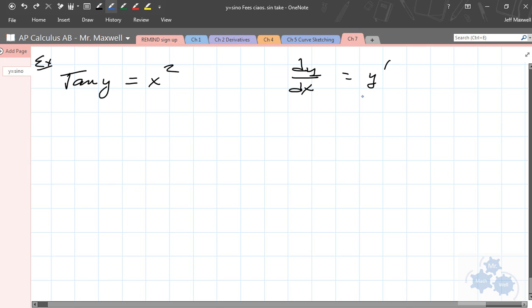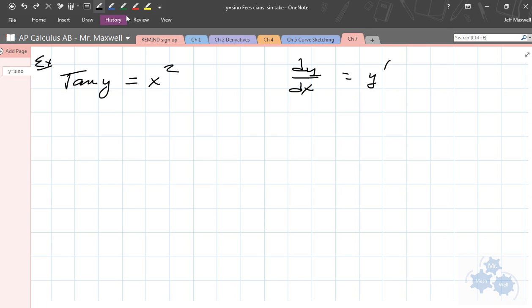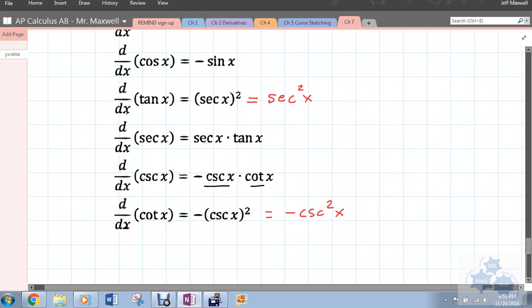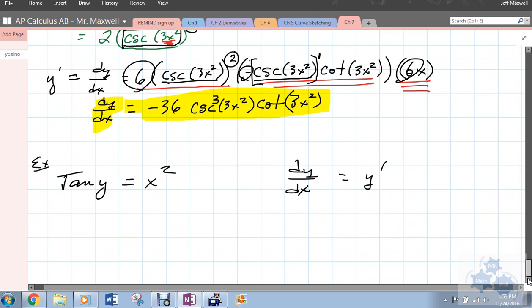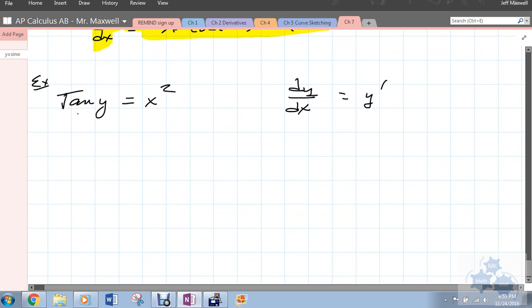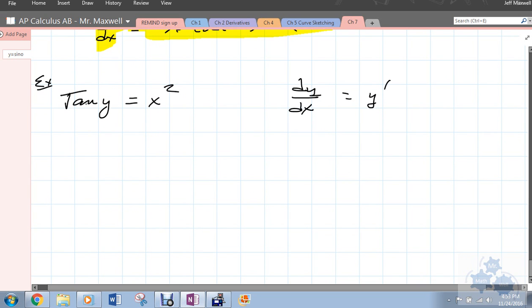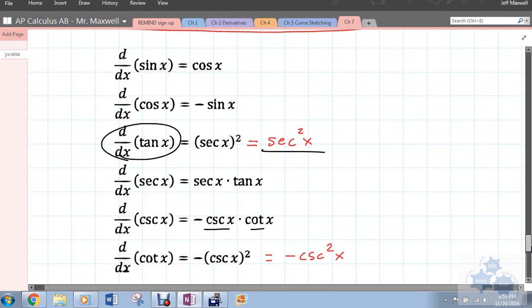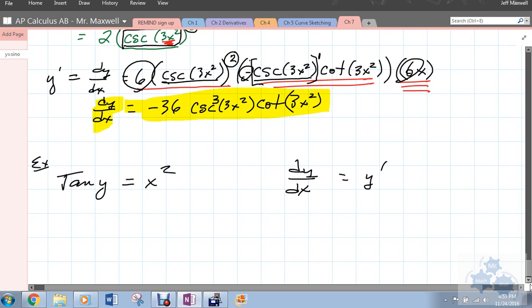So we're going to do implicit differentiation. No problem. What we have to do, though, is find out what the derivative of tan is. No biggie. The derivative of this side is the derivative of tan, which is secant squared x. Is that right? Yeah, secant squared x.